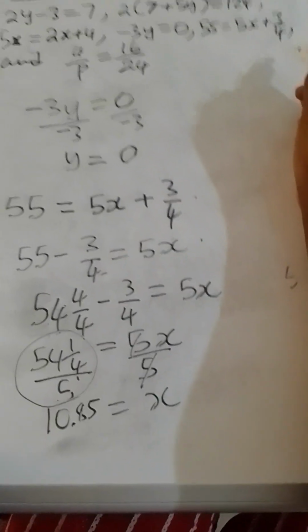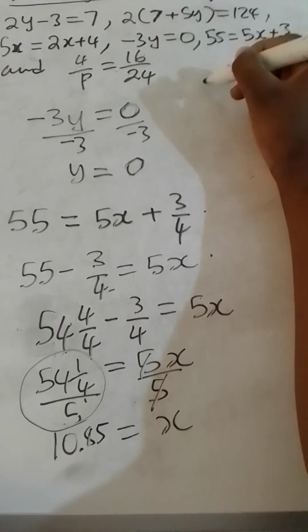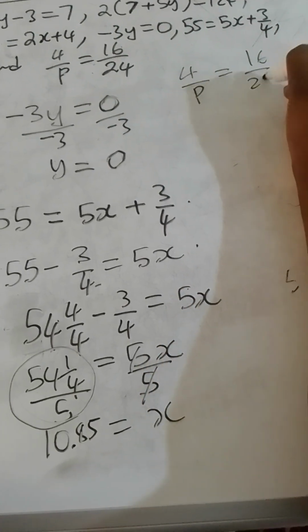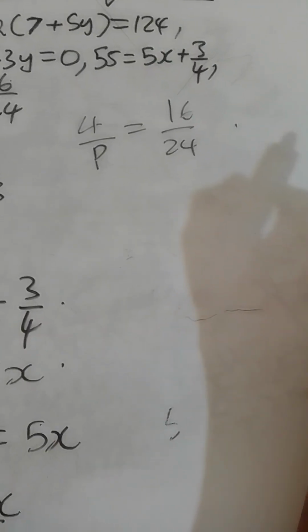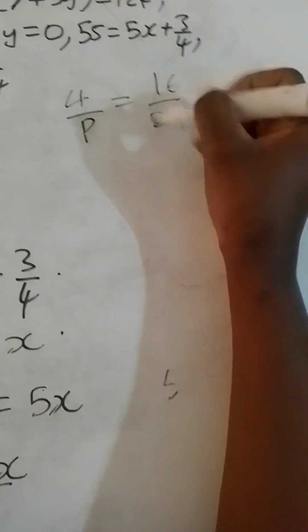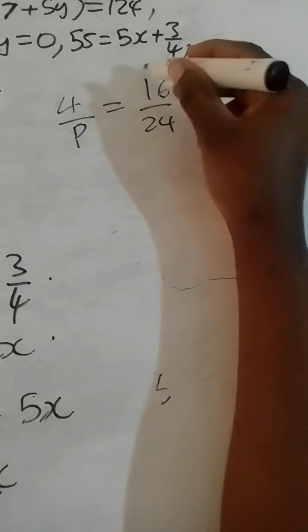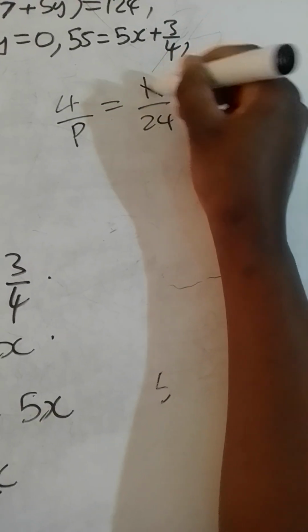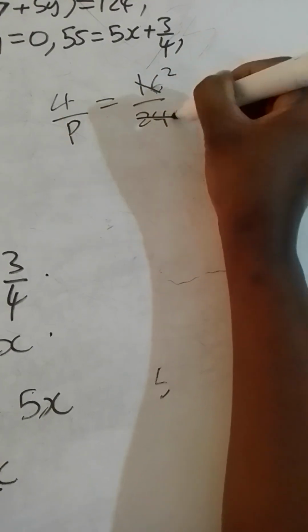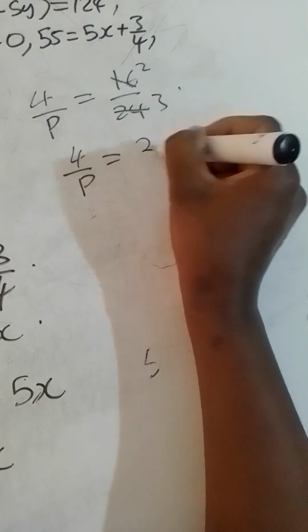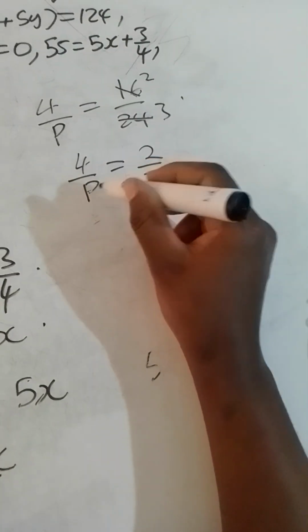Just to do the last one. So I thought this was the last one. The last one is actually 4 over p equals 16 over 24. Now to do this one, first let's recognize the fact that this is a common fraction that has common factors in the top and bottom. So we find the highest common factor. And the highest common factor here is 8, which goes twice in here and thrice in here. So we get 4 over p is equals to 2 over 3.